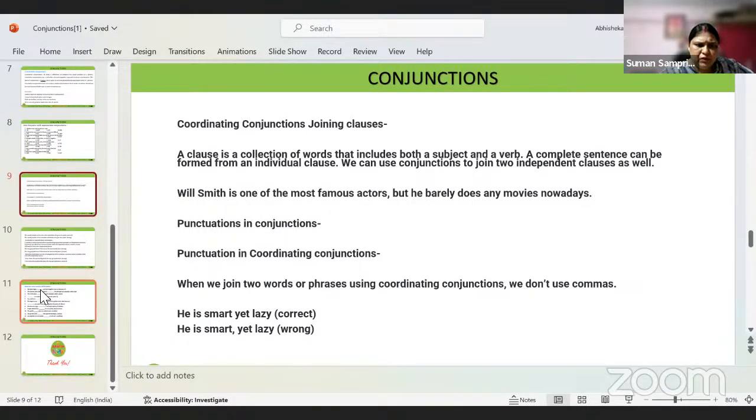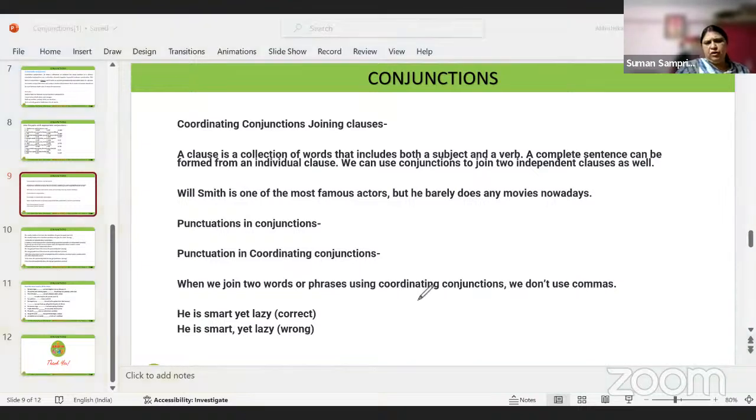Okay. It is about punctuation, which I have already told you. Coordinating conjunction, joining clauses. We will be taking it up again when we read conjunctions. So you can have a look at it. A clause is a collection of words that include. I have already explained what a clause is. And punctuation, how do we use punctuation in conjunction? So you have punctuation also, so just have a look at it.